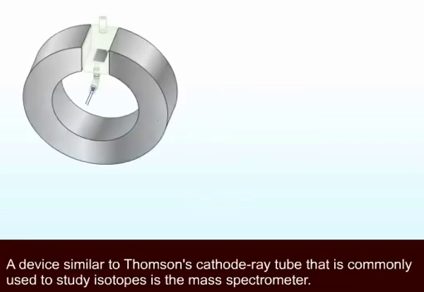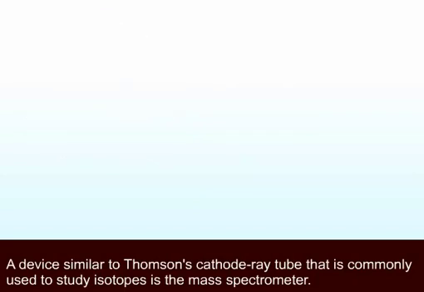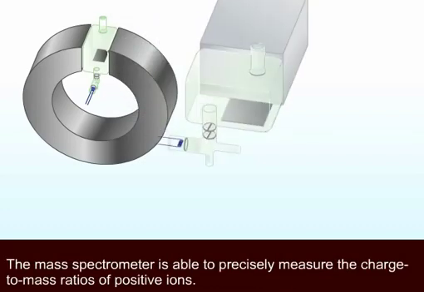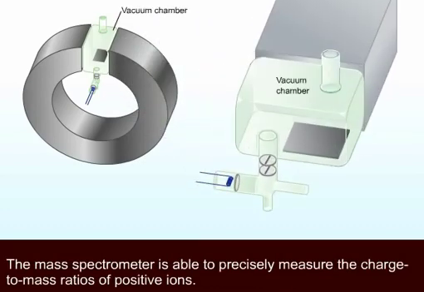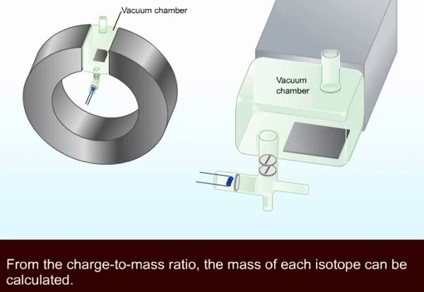A device similar to Thomson's cathode ray tube that is commonly used to study isotopes is the mass spectrometer. The mass spectrometer is able to precisely measure the charge-to-mass ratios of positive ions. From the charge-to-mass ratio, the mass of each isotope can be calculated.